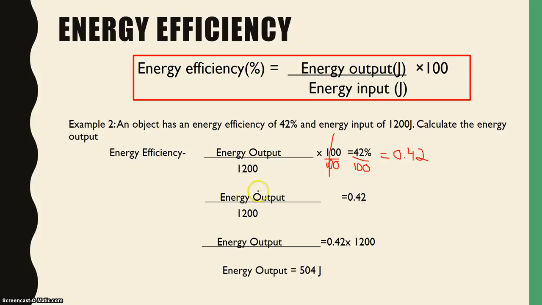Now, we need to get energy output by itself. What was done last to energy output was divide by 1200. So if we multiply by 1200, we will be able to get energy output by itself. What we do to one side, we do to the other side of the equation. So it becomes 0.42 times 1200, which equals 504. So the energy output is 504 joules. And we can see that the energy output of 504 is smaller than the energy input of 1200. So that makes sense. The output will usually be smaller than the input.